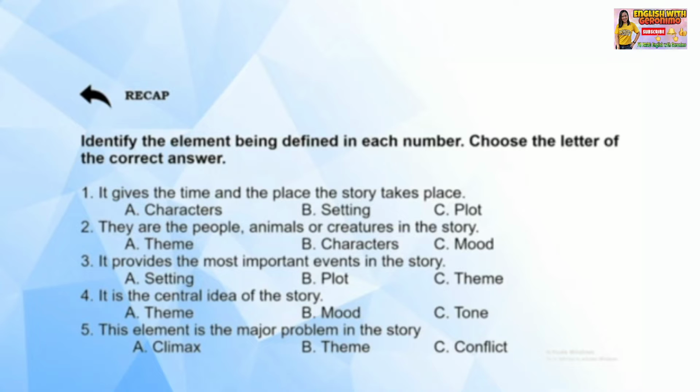A. Theme. B. Characters. C. Mood. 3. It provides the most important events in the story. A. Setting. B. Plot. C. Theme. 4. It is the central idea of the story. A. Theme. B. Mood. C. Tone. 5. This element is the major problem in the story. A. Climax. B. Theme. Or C. Conflict.